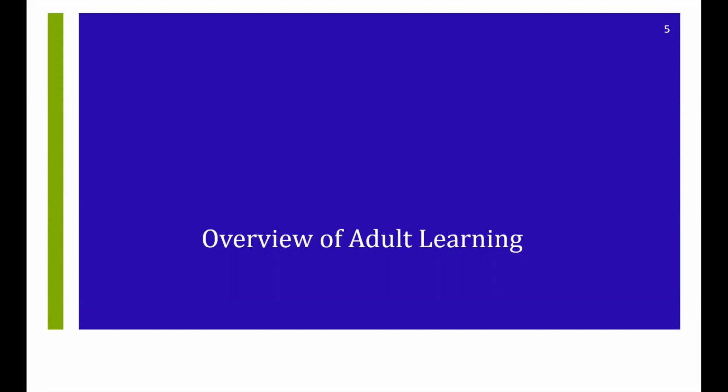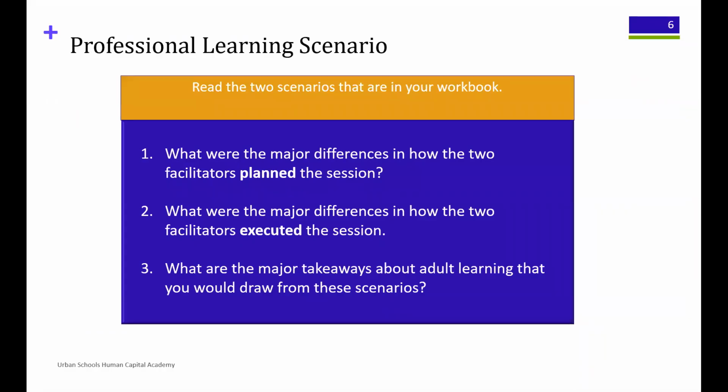To start, I'd like to ask you to read the 2 scenarios that are in your workbook and reflect on the differences in how these 2 sessions were planned and executed. Then, write down the major takeaways about adult learning that you draw from these scenarios. What are the principles that you're seeing play out in the way these 2 scenarios play out? This activity should take you about 10 minutes. Please press pause and take your time, read the scenarios and reflect on them, and come back when you're finished.